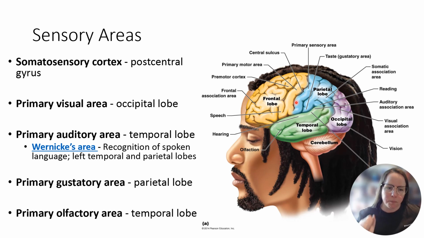Now in our occipital lobe, in the back, you can't see it here because it's primarily showing the association areas, but in the folds of that fissure, you're going to find the primary visual area.